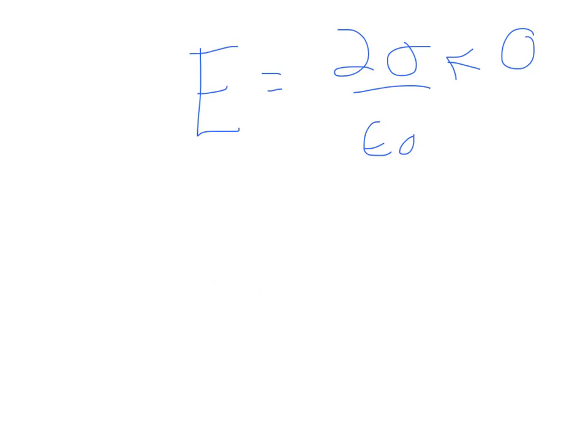If we look at that equation for the electric field between the two plates, the charge density, of course, is equal to the charge divided by the area of the plates. Okay? So that tells me that the electric field is equal to 2Q over A epsilon 0.